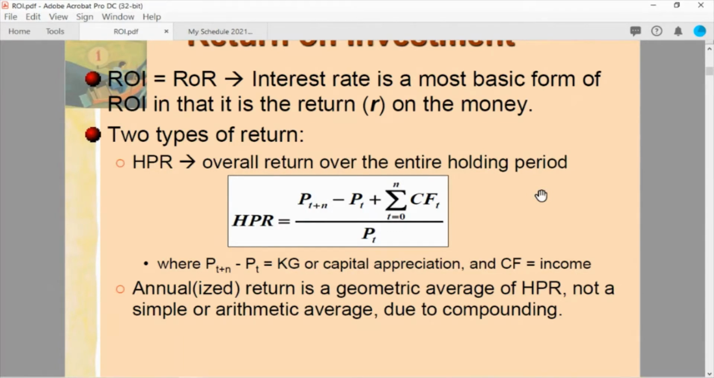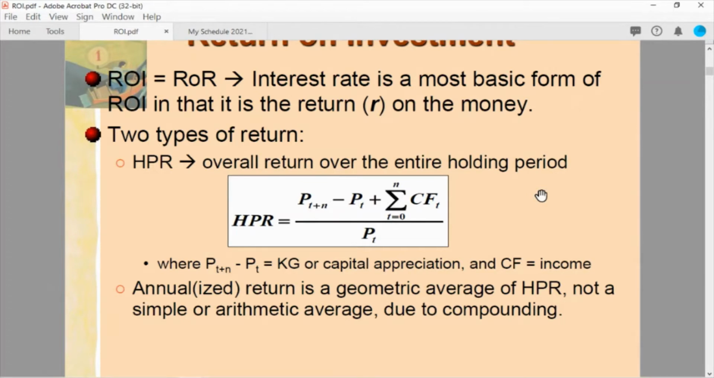Just to make it simple, let's say your holding period was 30 days. That's one month. So just over a one month period, you made a 10% return. Then you might think, oh, because I made a 10% return over just one month, annually I should be making 10 times 12. No.